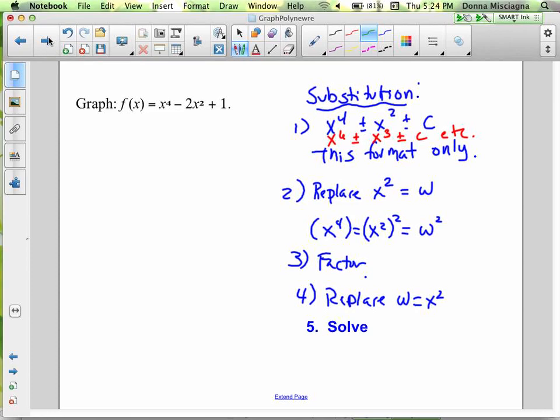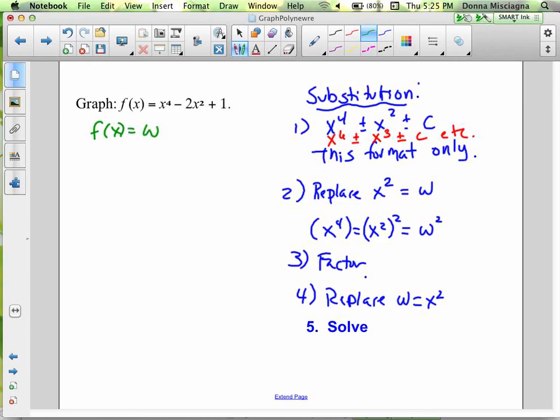All right, so here's our steps. We're going to replace x squared equal to w. Right? So where we see an x squared, we're going to replace it with a w. That means we're going to replace the x to the 4th with w squared, because x to the 4th is just x squared squared. Right? So if x squared is w, x squared squared is going to be w squared. And so now we've reduced that so that it's just a quadratic.